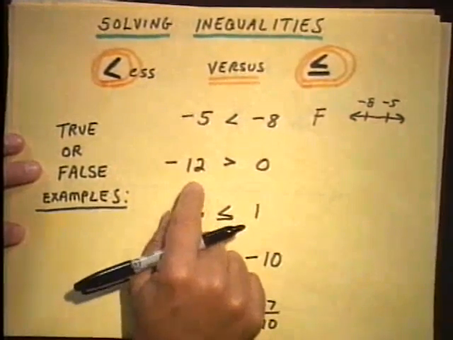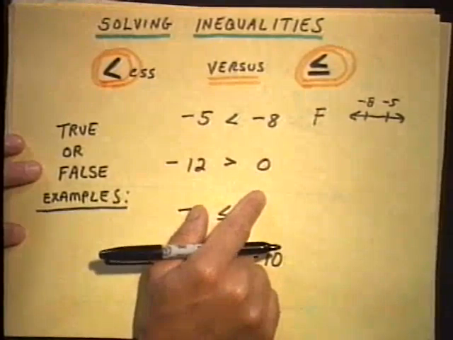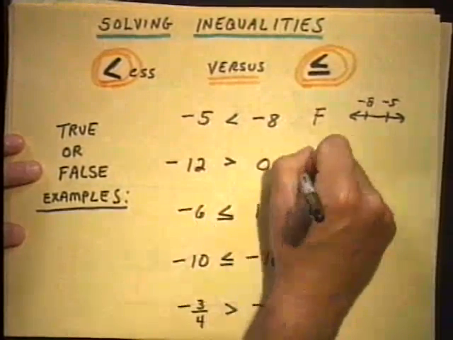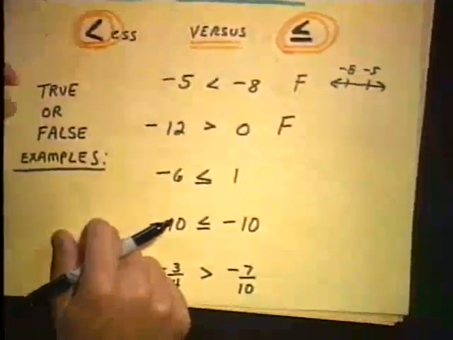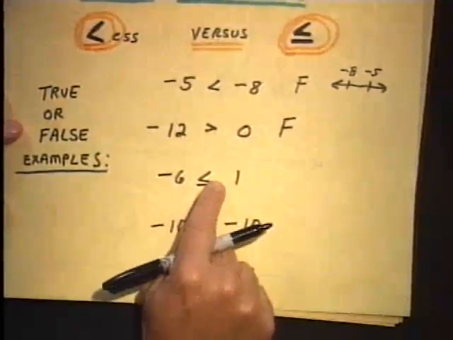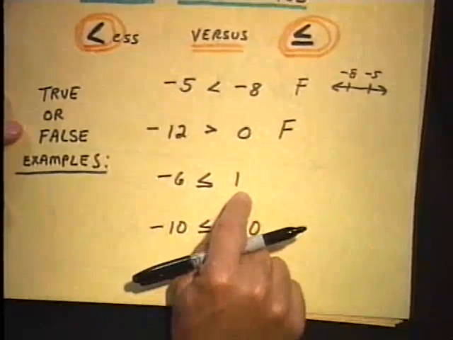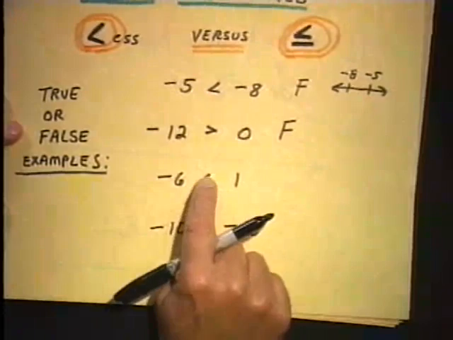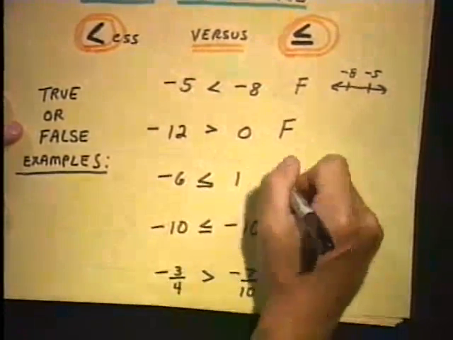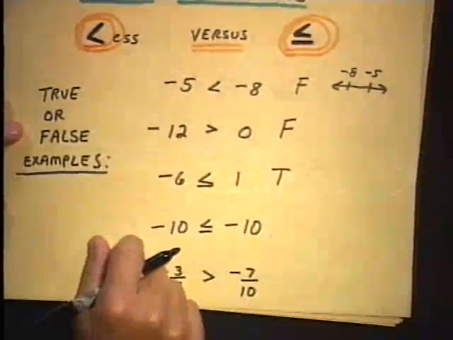Next example, -12 is greater than 0. Survey said, false. Not going to make sense either. All right, -6 less than or equal to 1. Well, any negative number is going to be less than any positive number. That equal sign now could be less than or equal to. So in this case, true.